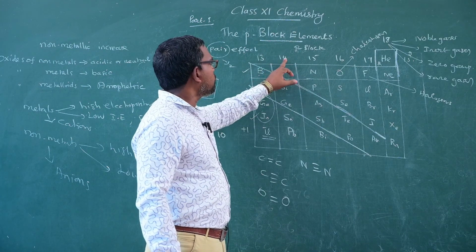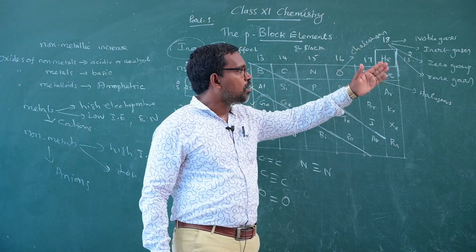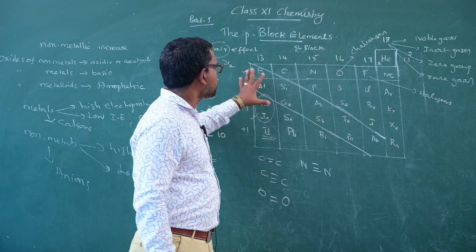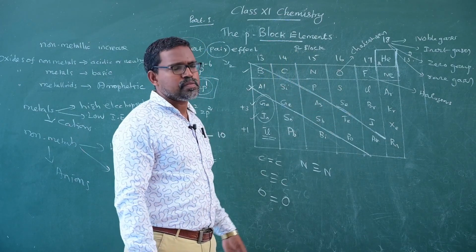Group numbers 13, 14, 15, 16 and 17, and the 18 are called zero group elements. The electrons enter into the p orbitals gradually.